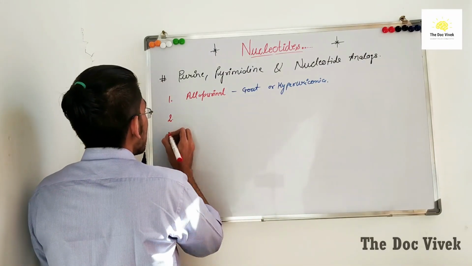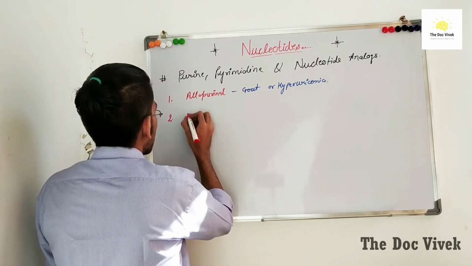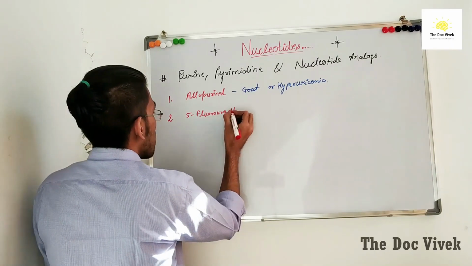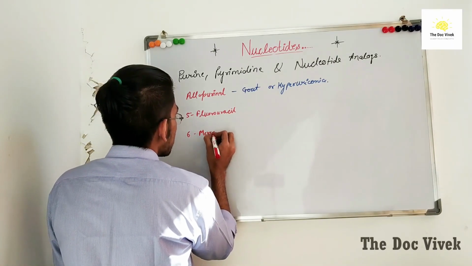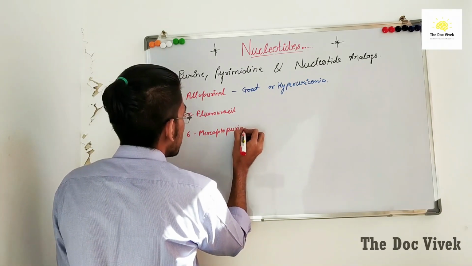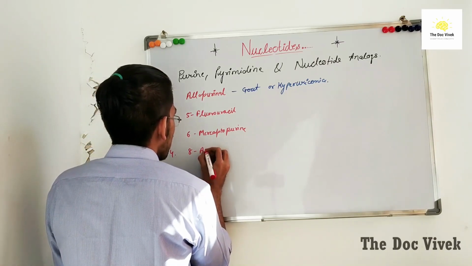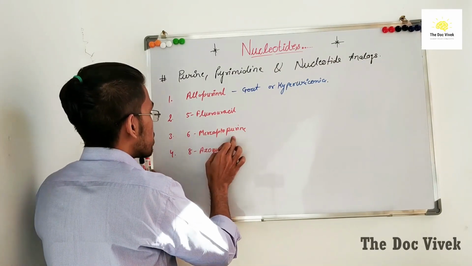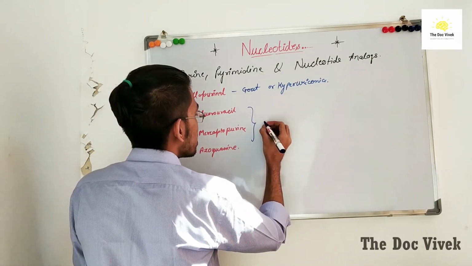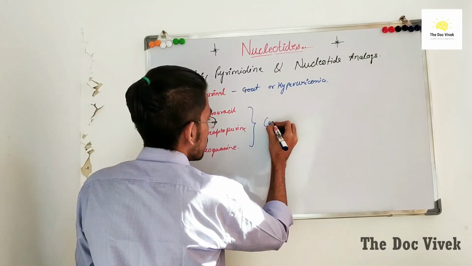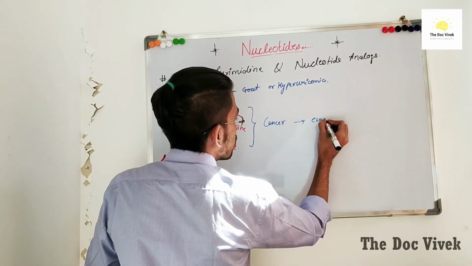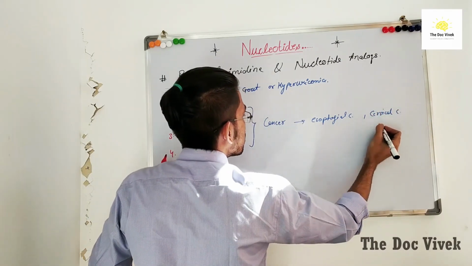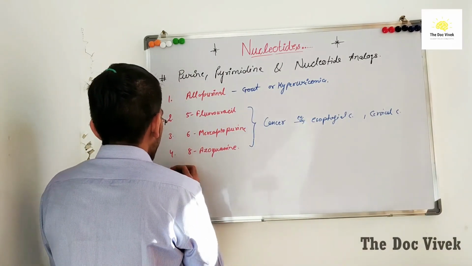Okay, the second one is 5-fluorouracil. The third one is 6-mercaptopurine, and the fourth one is 8-azaguanine. These three, 5-fluorouracil, 6-mercaptopurine, and 8-azaguanine, are all used in the treatment of cancers like esophageal cancer, cervical cancer, for example.